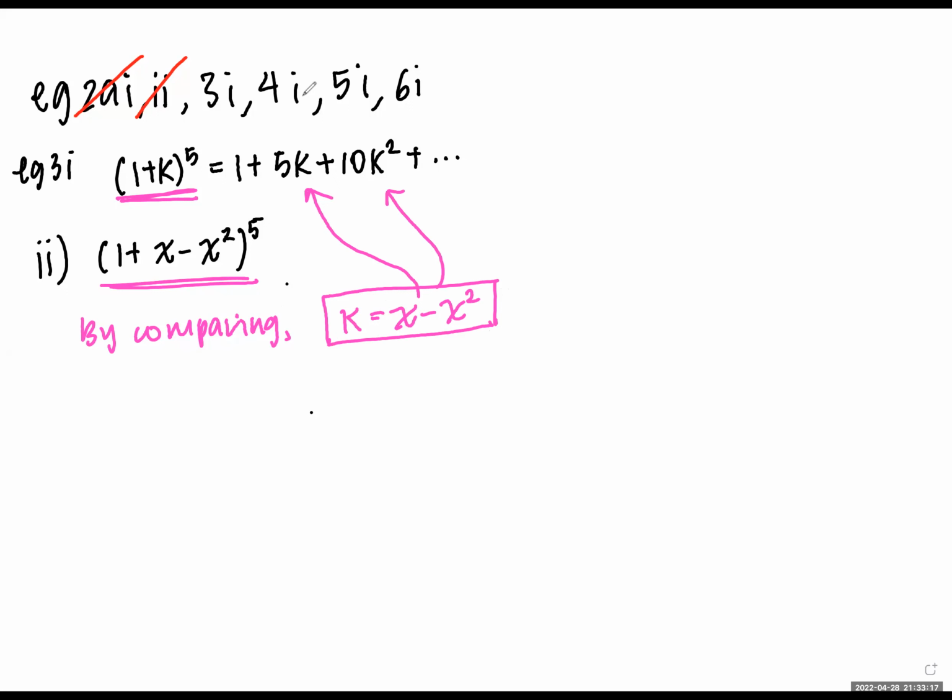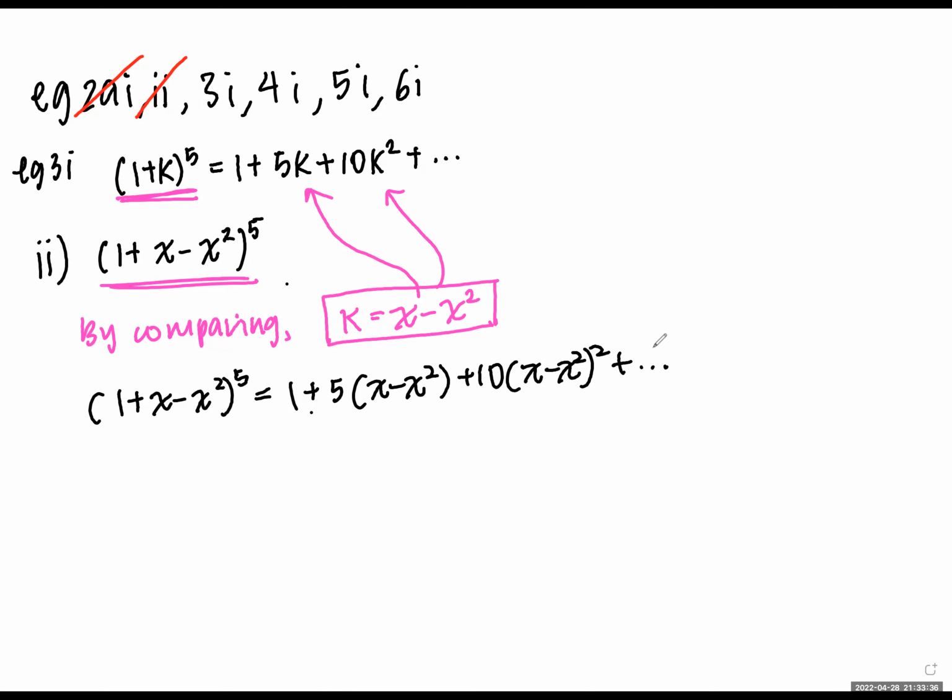So we can say that 1 plus x minus x squared to the power of 5 is equal to 1 plus 5 open bracket x minus x squared close bracket plus 10 open bracket x minus x squared close bracket squared plus dot dot. Now you need to be very careful when you expand this because this is an algebraic identity: a minus b squared is a squared minus 2ab plus b squared. A lot of students always make this mistake. They just take this and square each term. They forget their minus 2ab. So do not forget, when you expand this, you get 3 terms.